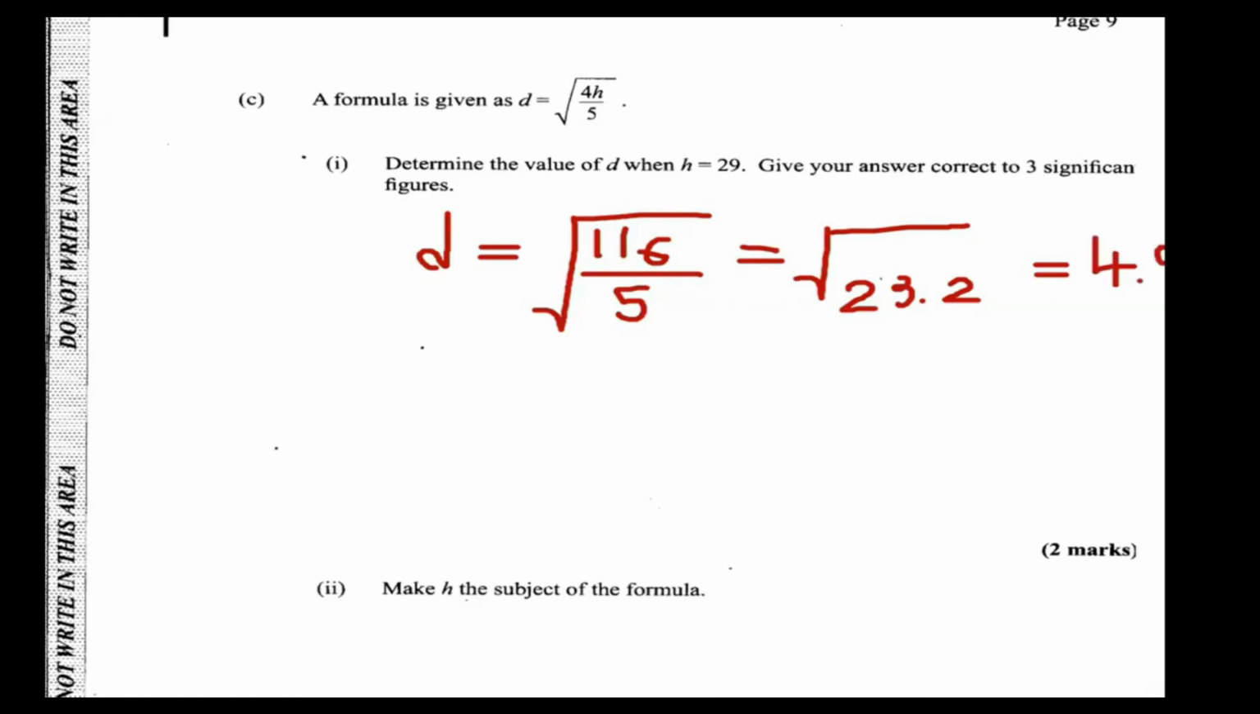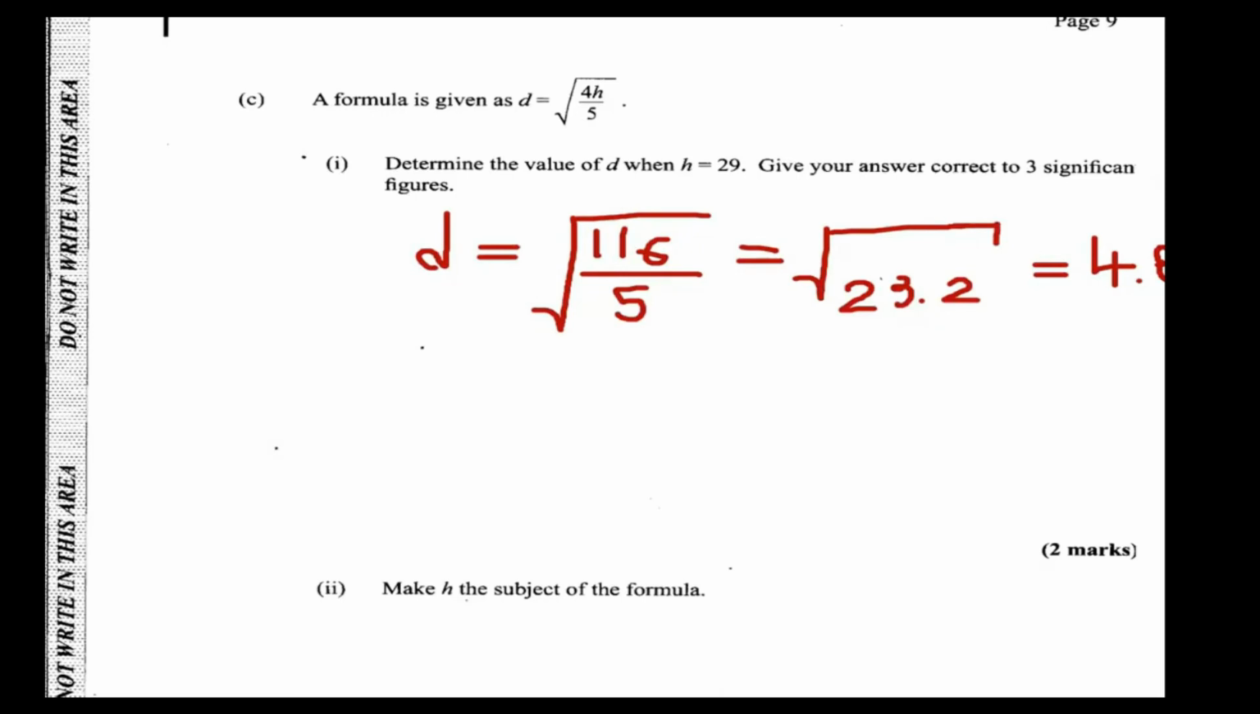Nice and easy. 4.82. Soft with a capital T. D is equal to 4.82. Nice and easy. So that's how we do this question.